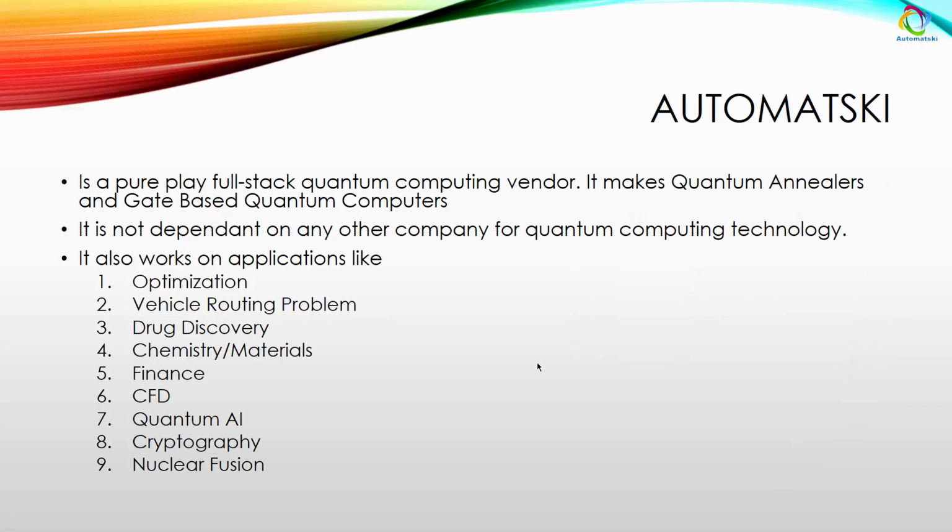Automatski is a full stack quantum computing vendor. It makes quantum annealers and gate based quantum computers. Its quantum annealers can solve problems up to 500 million qubits or Boolean variables, and its gate-based quantum computers can solve problems with hundreds of logical qubits and millions of gates. We are not dependent on any other company for quantum computing technology.